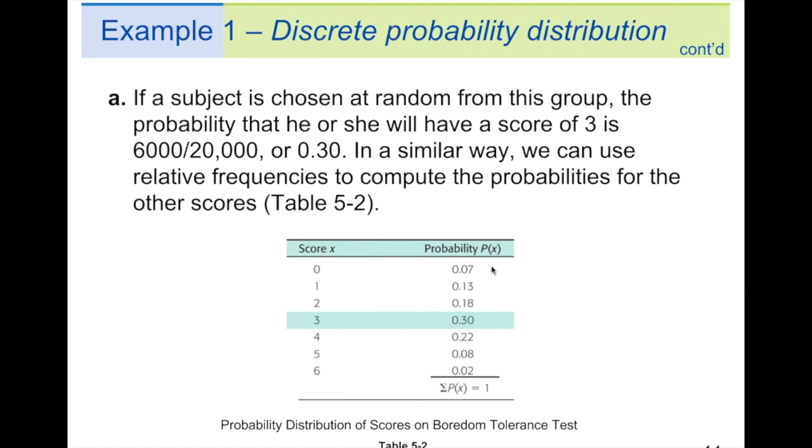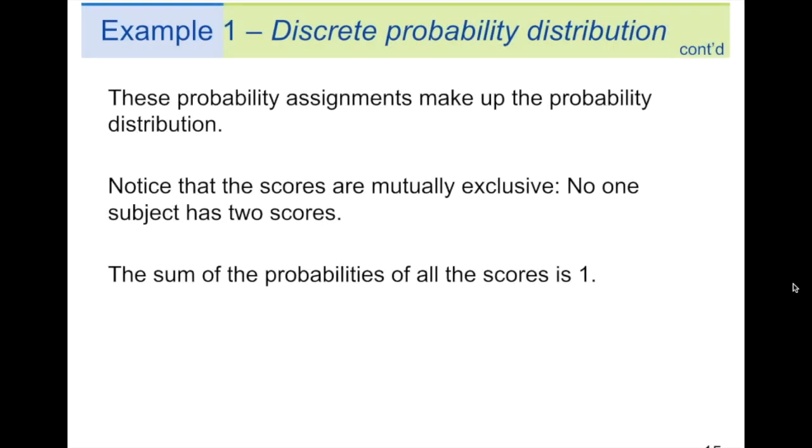So these are now the relative frequencies of each score. Each score is our x that we talked about. So the probability of x happening for each score. These probability assignments make up the probability distribution. Notice that the scores are mutually exclusive. No one subject has 2 scores. The sum of the probabilities of all scores is 1.